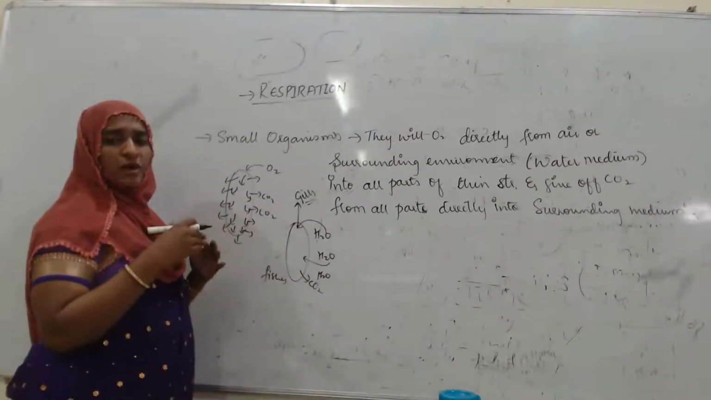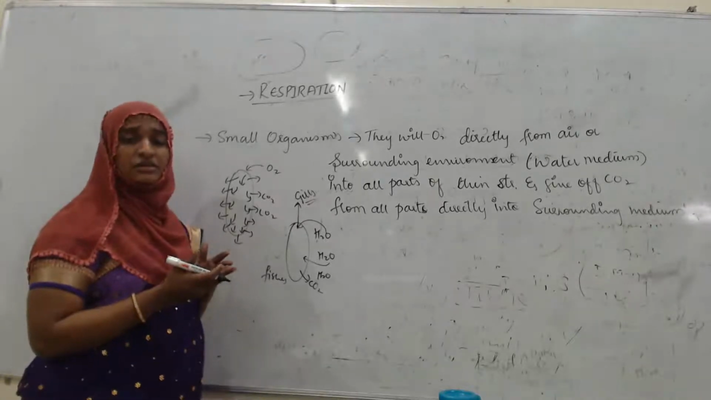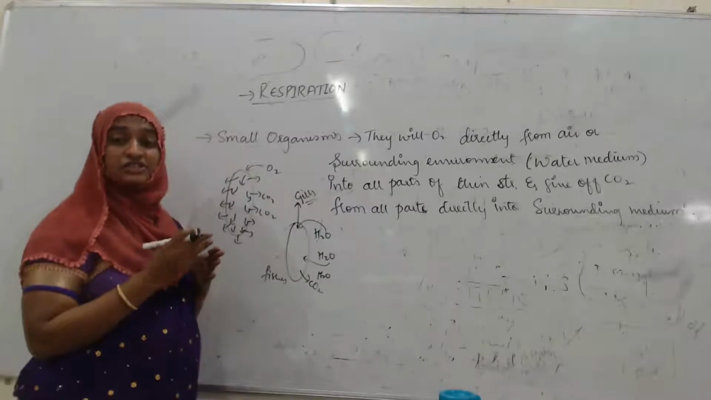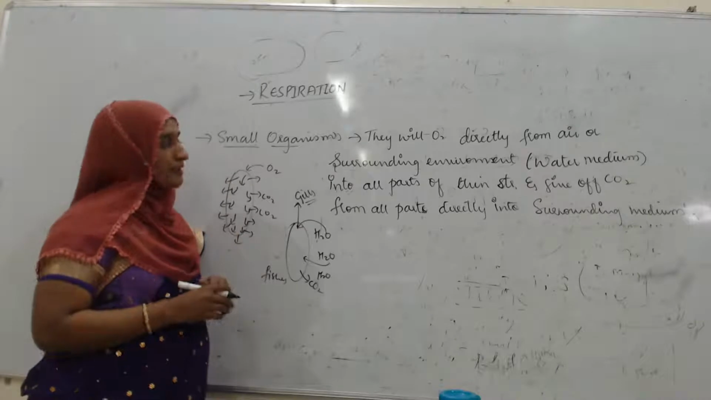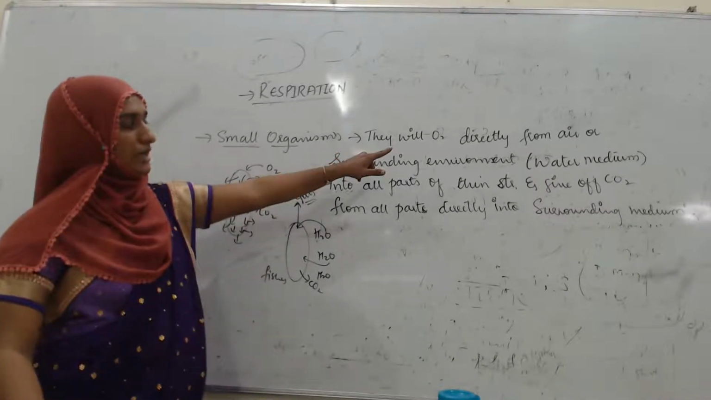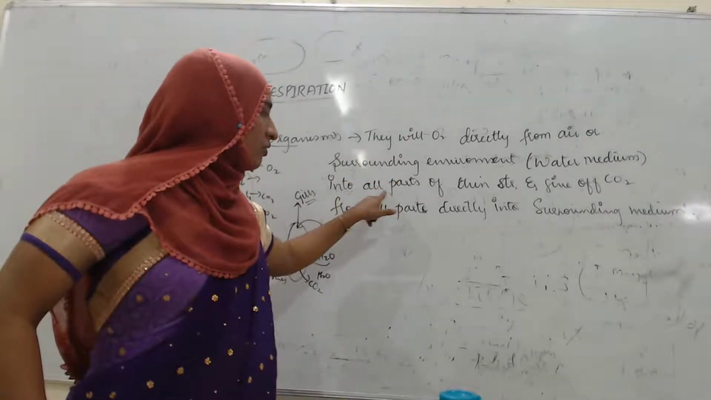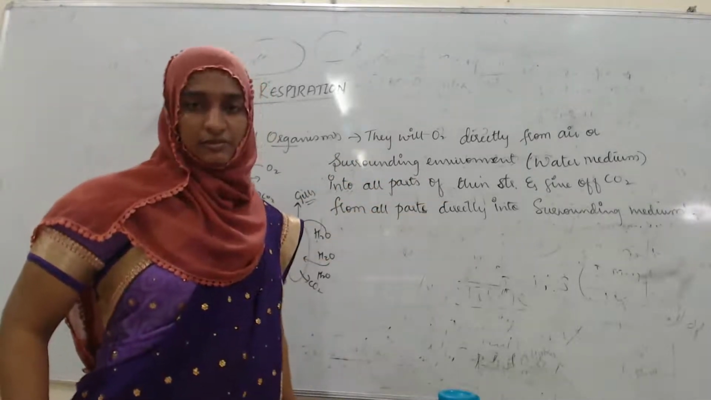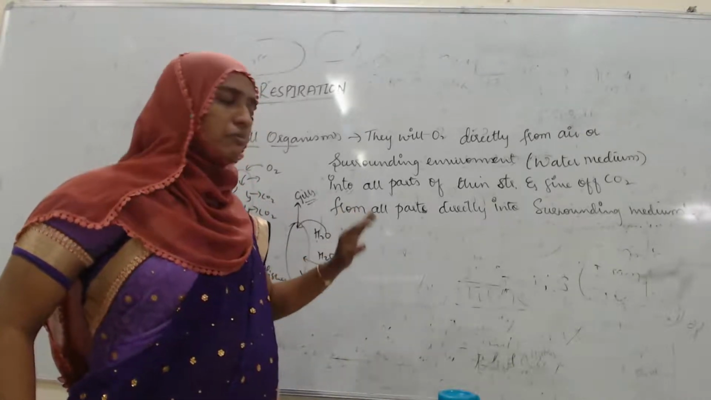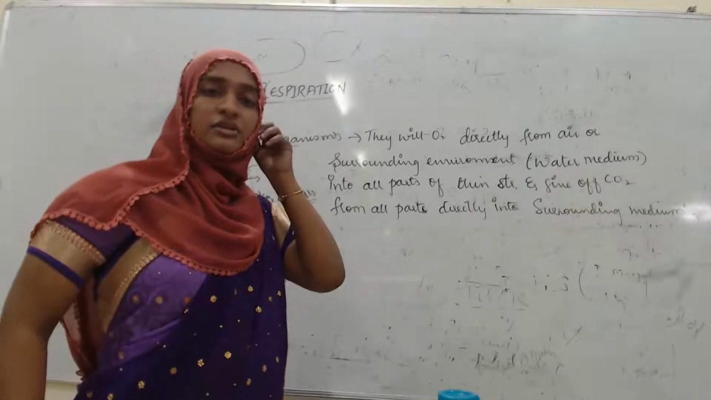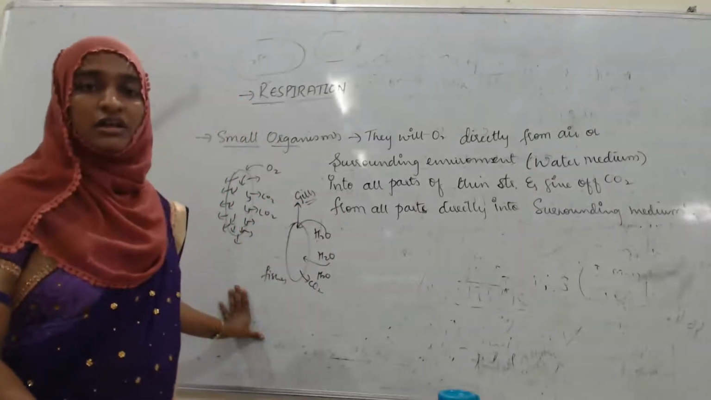So there are no highly developed cells or highly developed organs or respiratory passages for the exchange of gases in the smaller organisms. See here, they will take oxygen directly from the air or from the surrounding environment into all parts of the thin structure. There is the presence of some membranes like that, and they give off carbon dioxide from all parts of the body directly into the surrounding medium. So this is taking place in the smaller organisms.